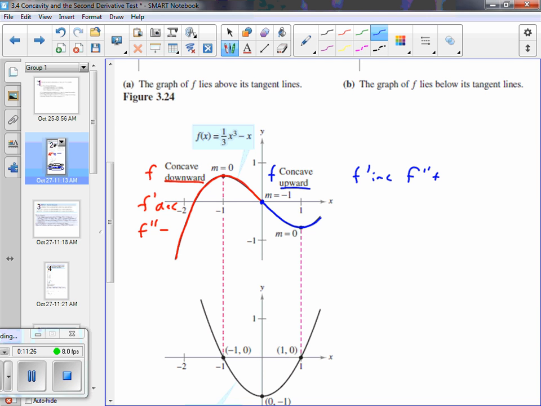Look at the facts we have that are in red and in blue, and see if you can figure it out and tell me. Looking at the second derivative, what changes when the concavity changes? The sign of the second derivative changes when the concavity changes, doesn't it? Okay? So that'll give us a place to look for points of inflection.